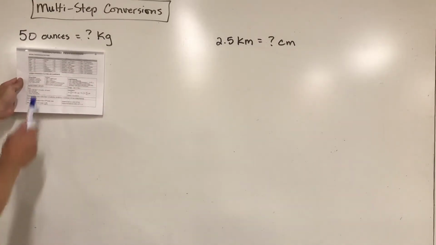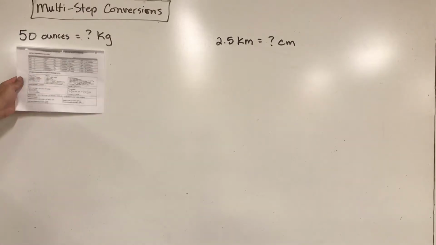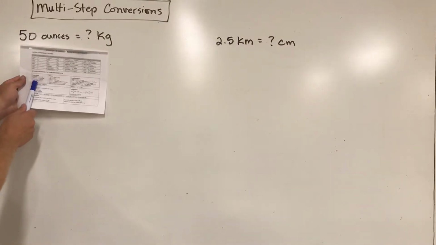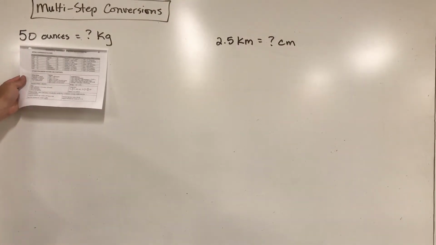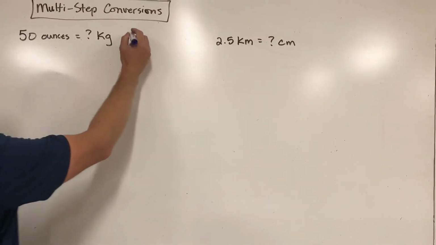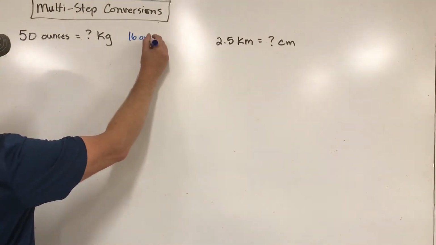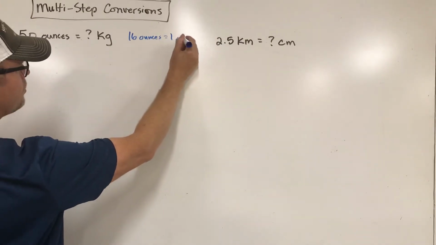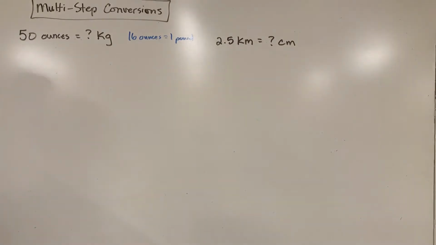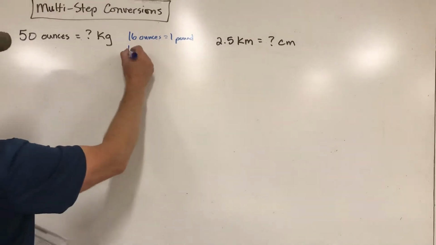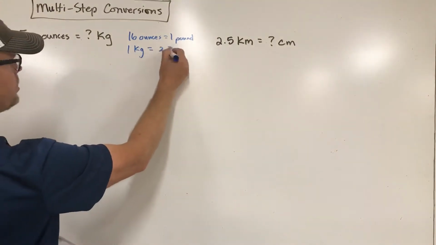Ounces and kilograms. Well, that's weight and mass. So I look right here, and this basically gives me some information that I need, but it doesn't give me that direct linkage. So I'm going to write down some of the things that might be helpful. The top one says 16 ounces equals 1 pound. Well, I have ounces there, so I know that might be helpful. 16 ounces equals 1 pound. That doesn't really help me with kilograms though. I look down at the next one, and the next one says 1 kilogram equals 2.2 pounds.